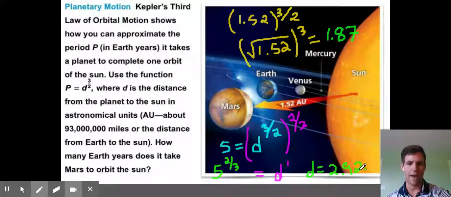So that, remember, is the d part, the distance from the planet to the sun in astronomical units. So almost 3 astronomical units. So you'd be doing almost 3 times 93 million miles. So that is getting up to be about 280 plus million miles away from the sun, which is quite a long distance. And that wraps up part 2 of our rational exponents lesson.